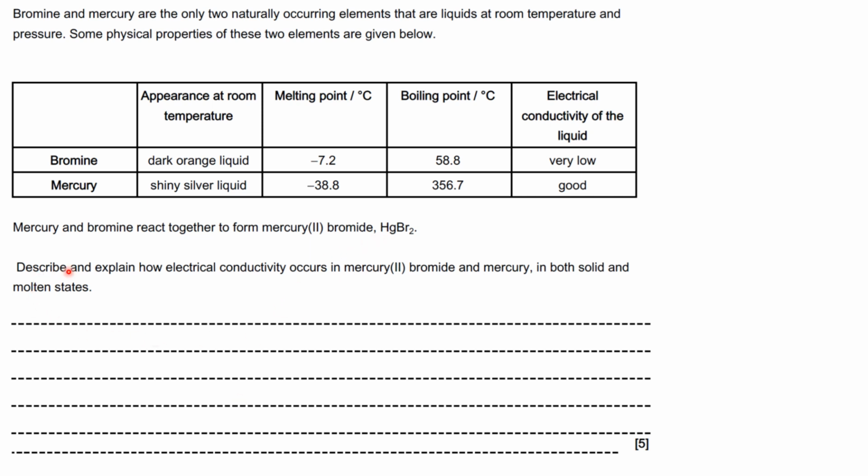Then it says describe and explain how electrical conductivity occurs in mercury 2 bromide and mercury in both solid and molten states. So although they're talking about two substances, each substance has to be dealt with in two separate physical states. So there's actually four things to talk about.